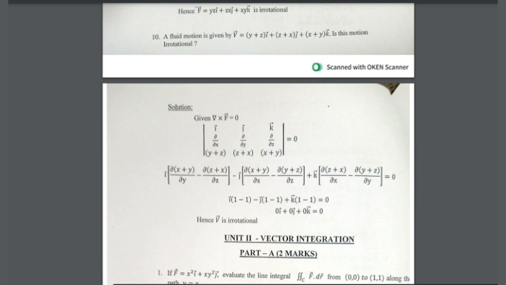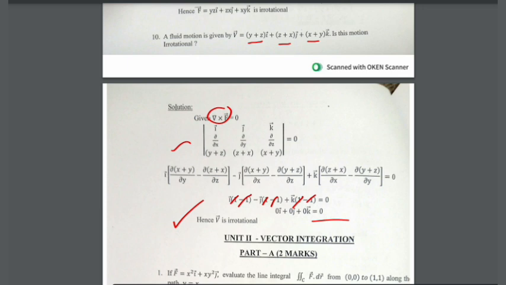Let's find it out. Del cross f vector takes the formula i vector, j vector, k vector, dou by dou x, dou by dou y, dou by dou z, and the value of f1 is y plus z, the value of f2 is z plus x and the value of f3 is x plus y. If I expand it and solve it, I get 0 i vector, 0 j vector plus 0 k vector equals 0. Thus I find del cross f vector is equal to 0. Hence v vector is irrotational.